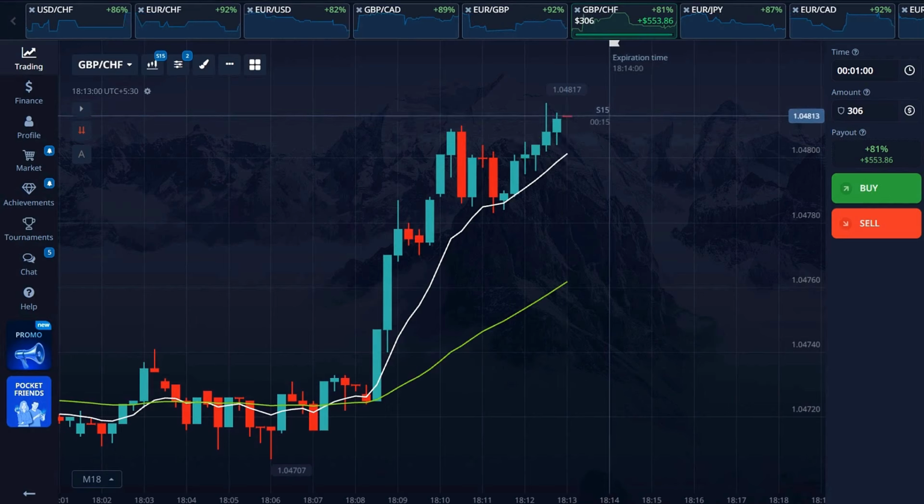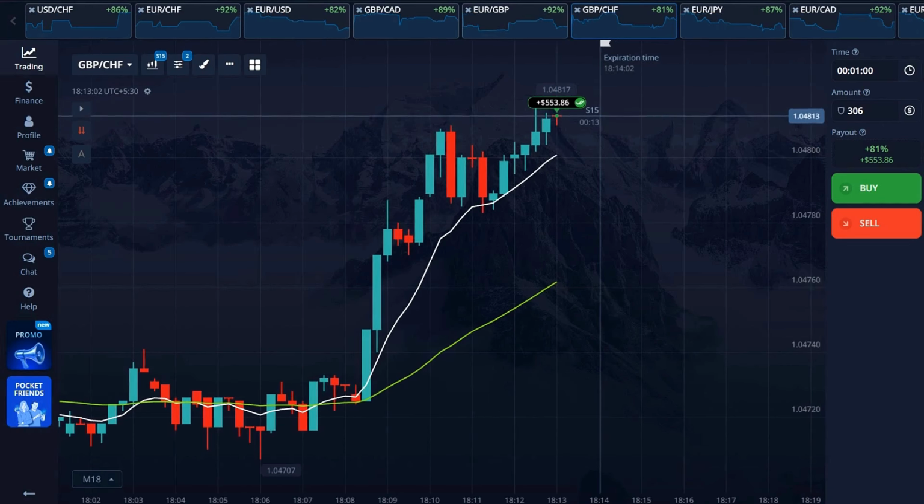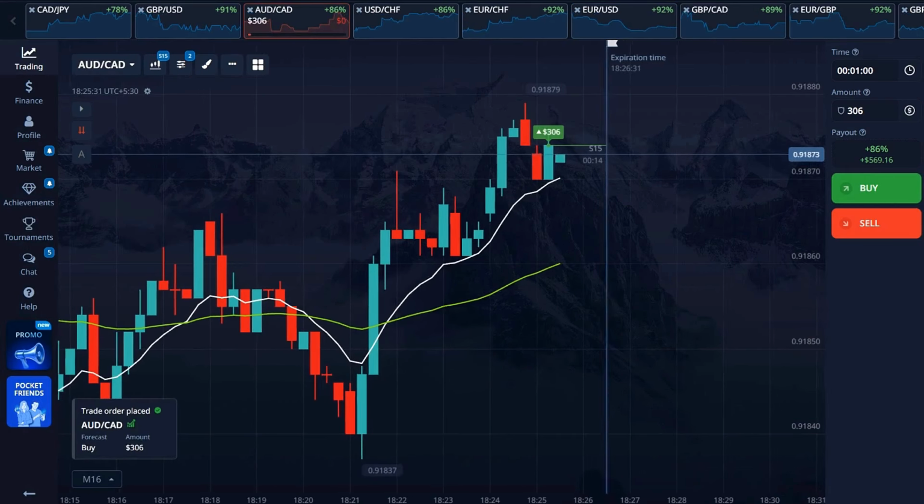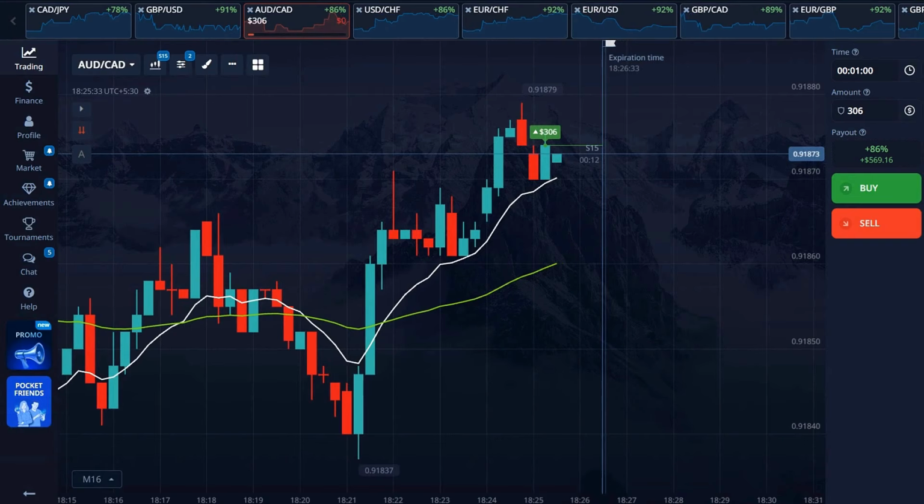And here's the final outcome. The price pushed higher and closed well above my entry point, giving us a clear win. In this trade, the market was already showing a strong shift from a previous down move into a clear uptrend.